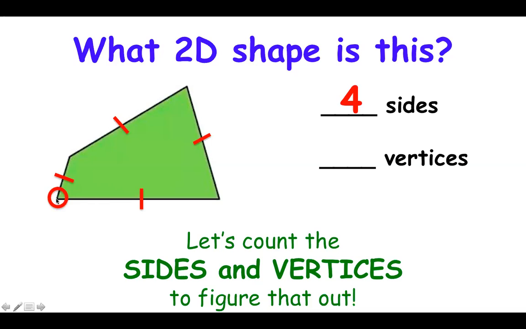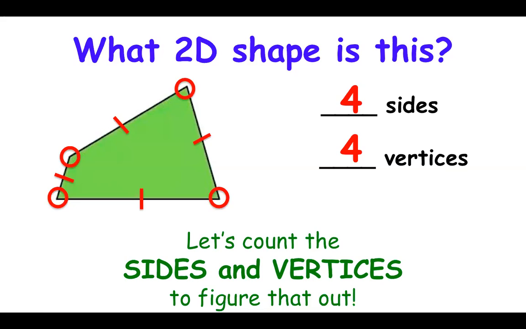Here's our first vertice. It's where this line or this side and this side meet each other. I'm going to follow this line until I get to my next vertice. Here's another vertice, 2. I'm going to keep following until I get to the next point. 3, 4, and I've already counted that one because it's circled. So we also have 4 vertices.